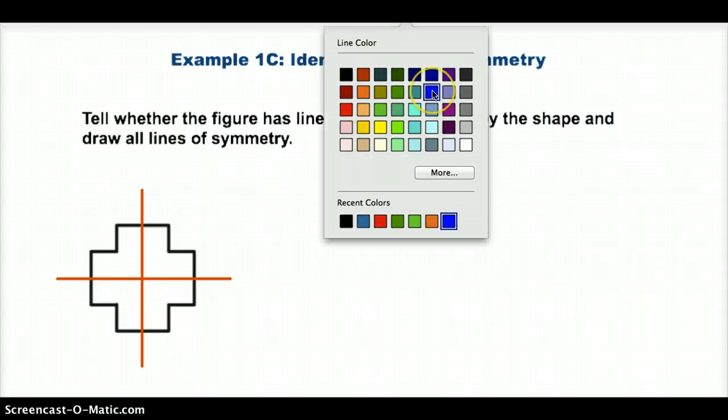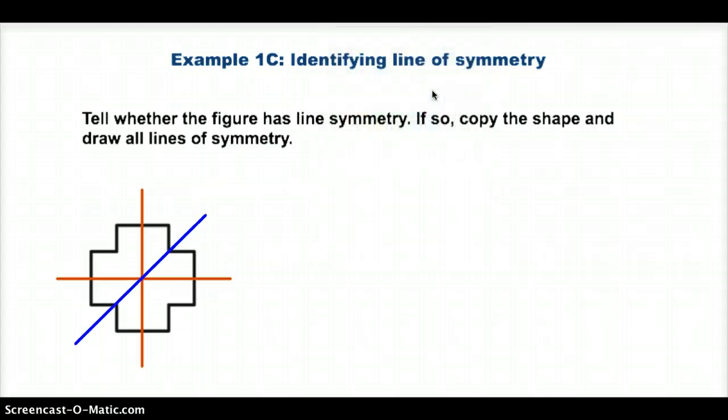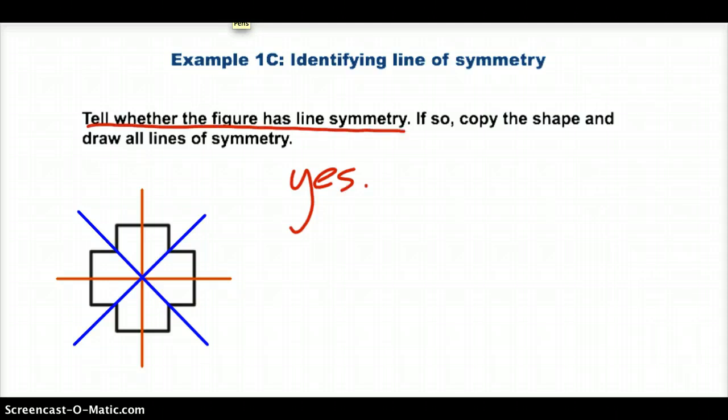Let's grab blue. This one right here, same story. That looks like we'd be reflecting it across the line y equals x. Another line of symmetry. Maybe y equals negative x would be another line of symmetry there. So in this example, I would say yes, this figure does have line symmetry, and we could say that there are 4 lines of symmetry.